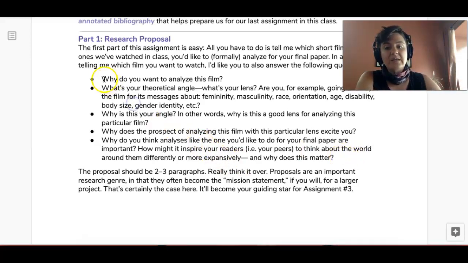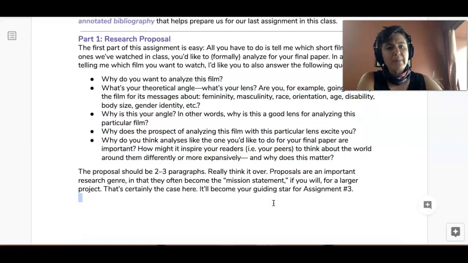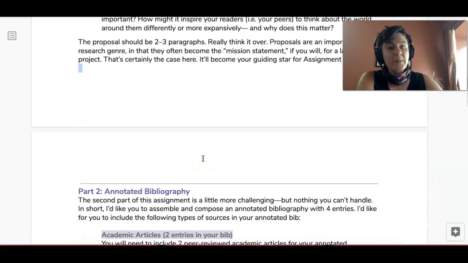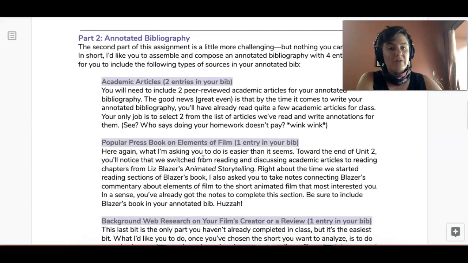And you're just going to answer these questions to get at why you want to analyze it and why you want to analyze it in what particular way. Okay? And that proposal should be 2 to 3 paragraphs. So yeah, it's usually about 3/4 of a page single-spaced, sometimes a full page single-spaced, depending on how you do it. So that's part 1. Part 2 is going to ask you to do an annotated bibliography.